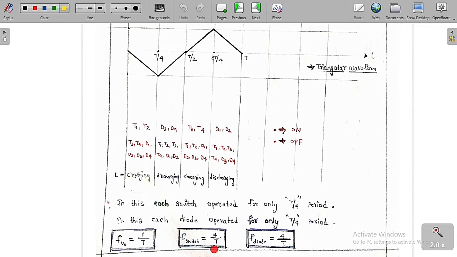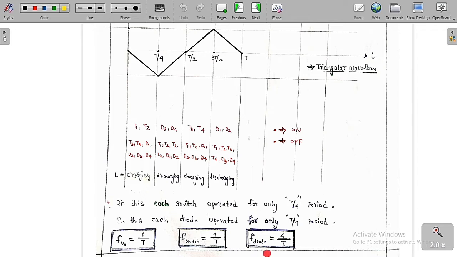Or we can say it's basically a switch. These are the fully controlled devices. So let me assume this is a switch. Therefore the frequency of the switches is equal to 4 by T, because they are going to operate for only T/4. The inverse of this is nothing but 4 by T, which is 4 into F. So simply we can say 4 times the frequency of this output voltage.